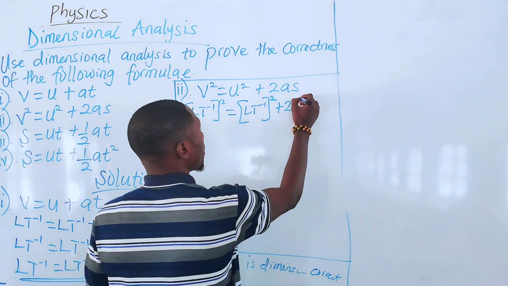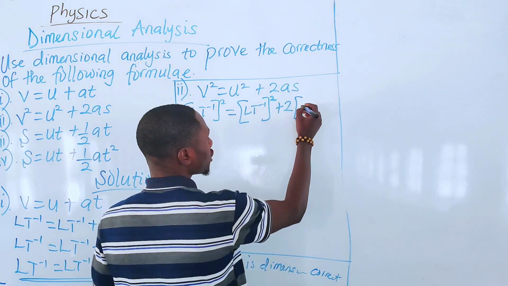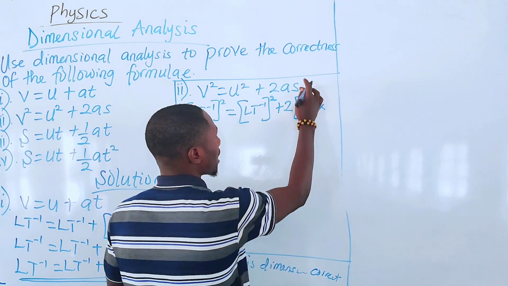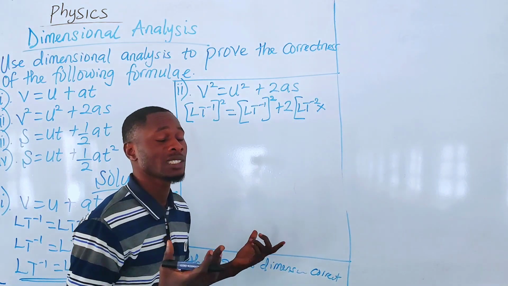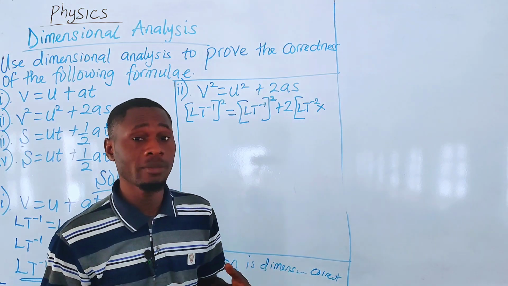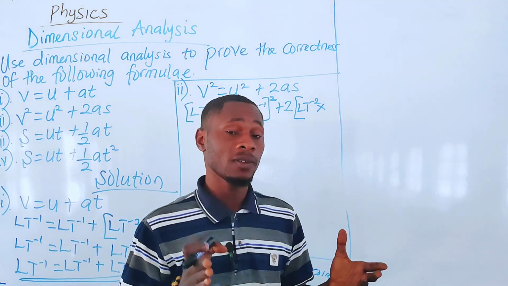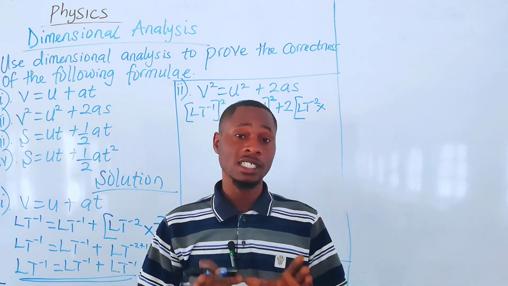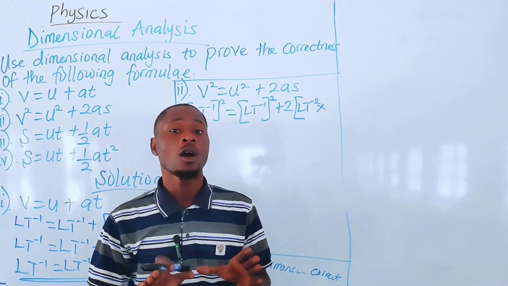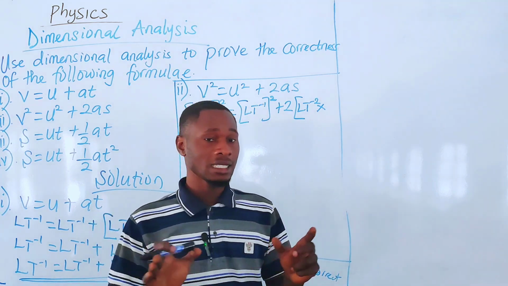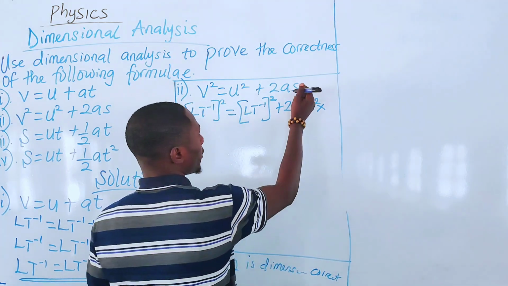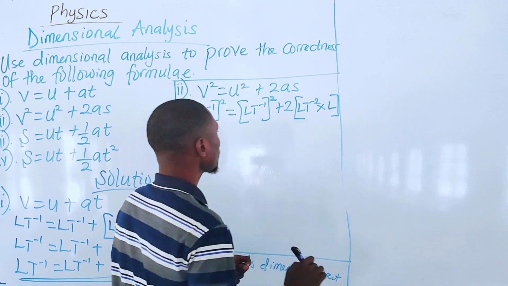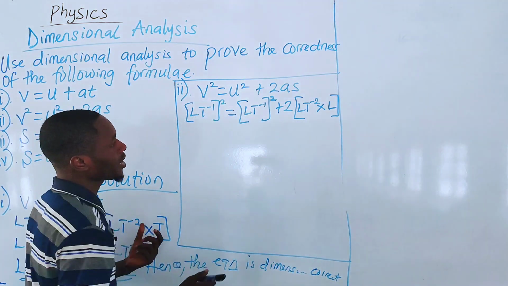So we have 2 into acceleration, which is LT minus 2 times our distance. The dimension of distance is L, the same as the dimension of length. Remember that length, distance, displacement, radius, all have the same dimension. All right, so the dimension of distance, which we say is L. Okay, so let's carry out the multiplication.